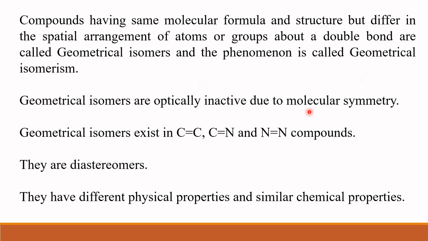They are optically inactive due to molecular symmetry. Geometrical isomers exist in carbon-carbon double bond, carbon-nitrogen double bond, and nitrogen-nitrogen double bonded compounds. They are diastereomers. They have different physical properties and similar chemical properties.